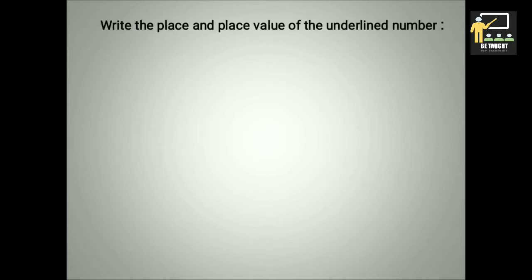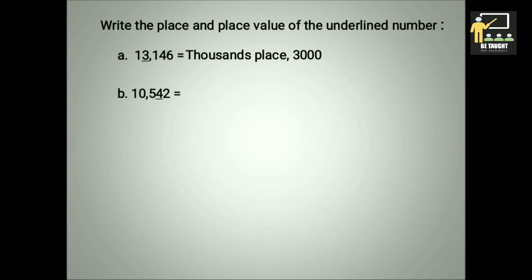Write the place and place value of the underlined number. Now we'll solve an exercise and understand the concept more in detail. 13,146. Here 3 is underlined. So you have to write the place and place value of that. So 3 is in the thousands place and the place value is 3000. 10,545. Your 4 is underlined. So 4 is in the tens place and 40 is the place value of that.